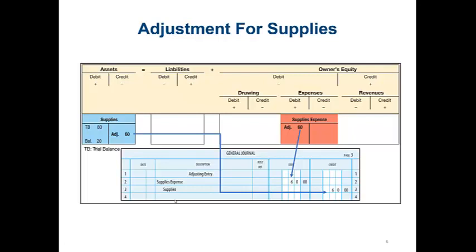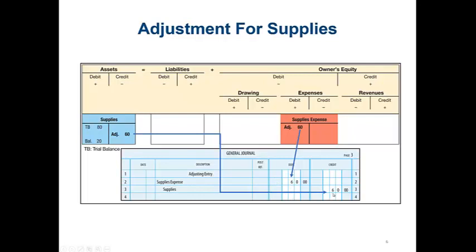So what we need to do is record the $60 used up in supplies. That's why we're going to debit supplies expense for $60. Then we need to bring this $80 down to $20. So I need to subtract $60 from the supplies, and we do that with the credit to supplies for $60. So debit supplies expense, credit supplies.